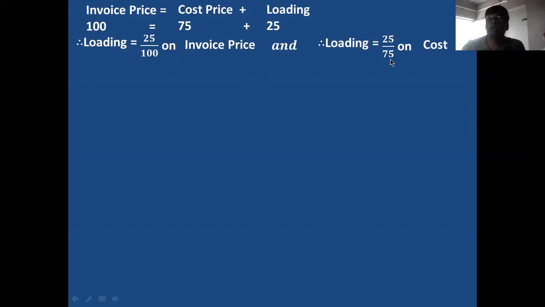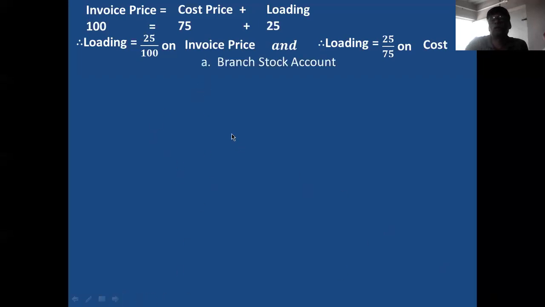The 1/3 equation is applicable whenever cost value is given in the problem. You calculate loading and add the loading to the cost and then record in the account. This is the point you remember.